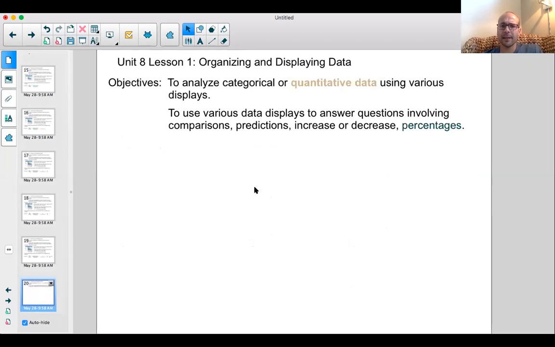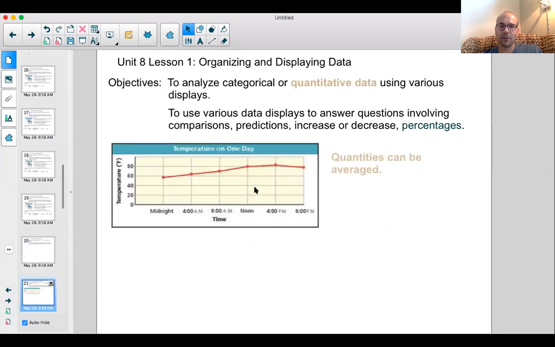Let's start talking about quantitative data real quickly. Quantitative data, the root word there is quantity. And like I said, zip codes are numbers, but they're not quantities, they're categories. Quantities are usually numbers that can be averaged. So if we were talking about hours of the day versus temperature, we could ask for an average temperature for the day. So we could average temperatures if we wanted to. So this is quantitative data.